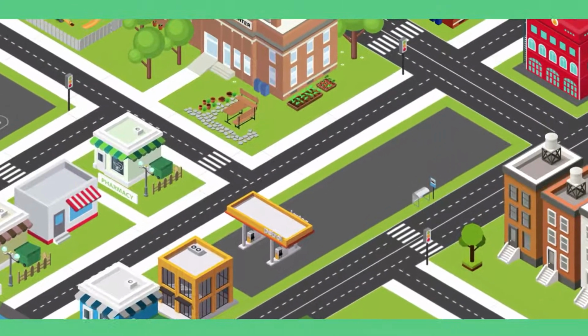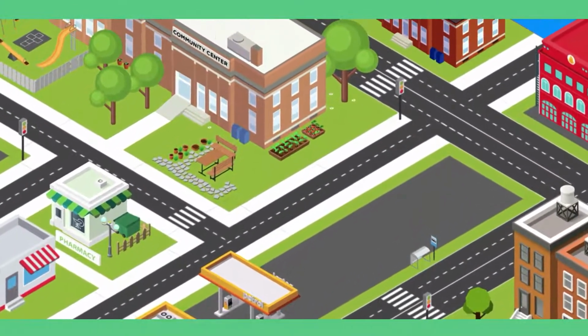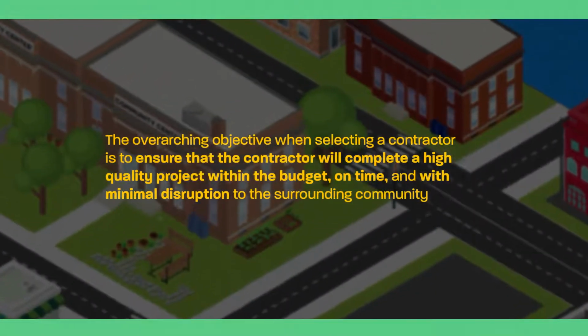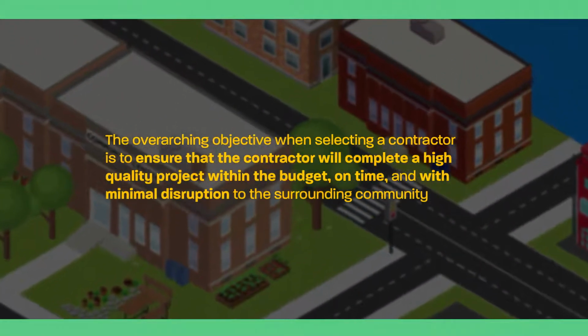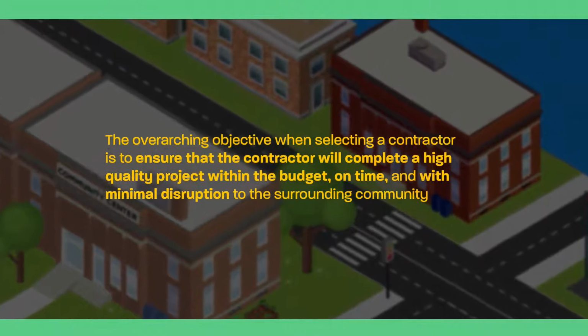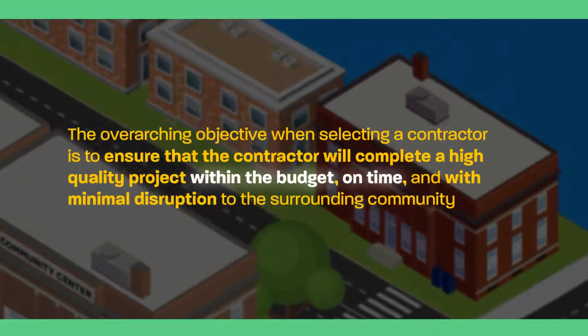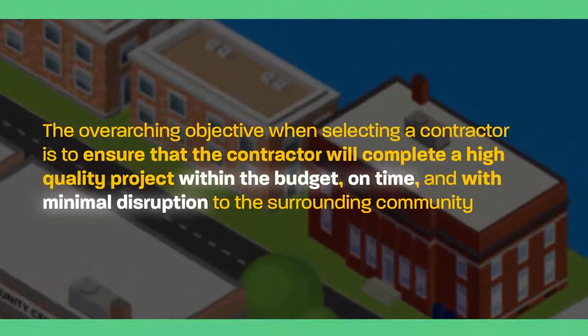For activities that involve nonprofit-owned facilities, the nonprofit subrecipient usually conducts procurement. The overarching objective when selecting a contractor is to ensure that the contractor will complete a high-quality project within the budget, on time, and with minimal disruption to the surrounding community.